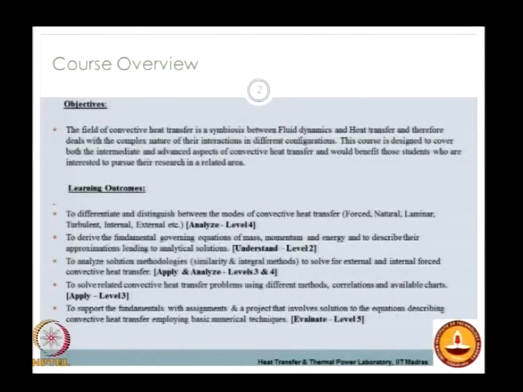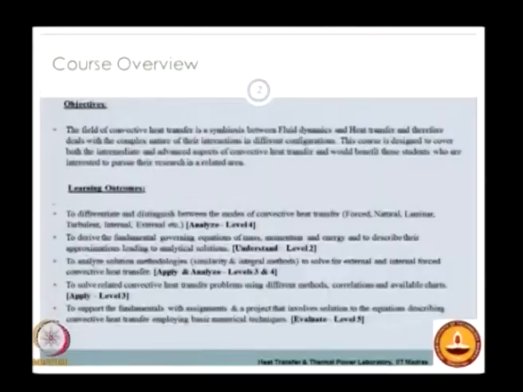And apart from that, you will be able to derive all the fundamental governing equations of mass, momentum and energy, and also we should be able to describe what approximations are being used when we apply them in the solution to, say, the boundary layer equations, for example.